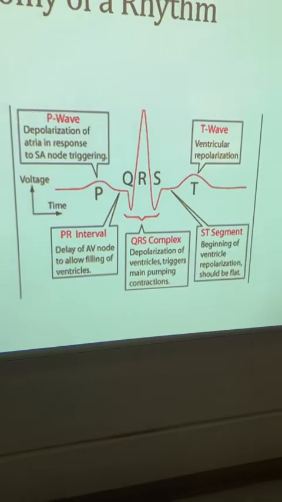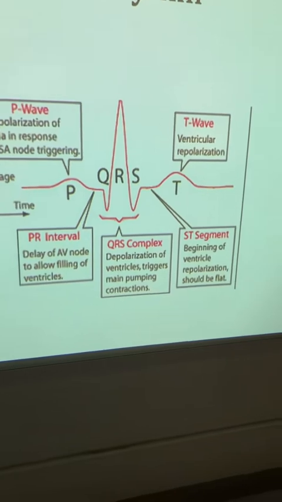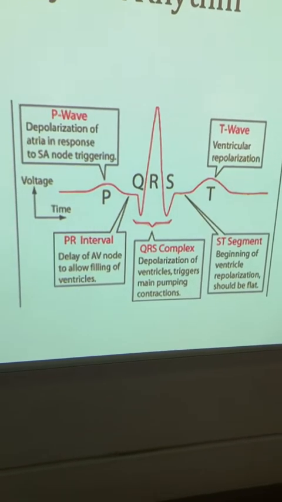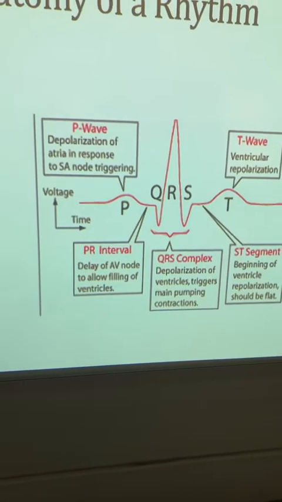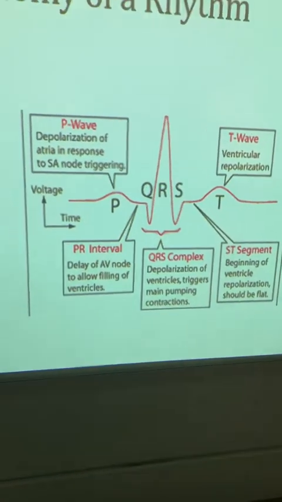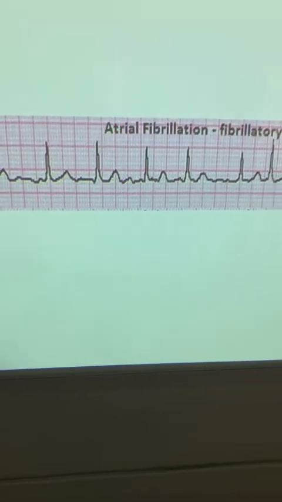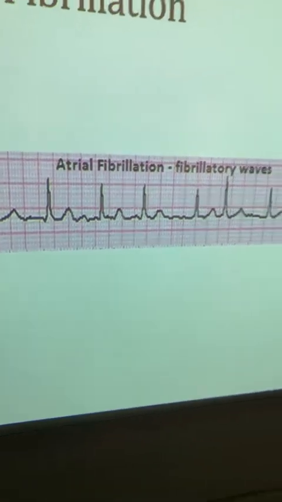Let's start by reminding you that a P wave corresponds to the atrium, a QRS corresponds to the ventricles, and the T wave is that recharge. If you're going to see something going on, you're typically going to see a problem either in the P wave zone or the QRS zone. So what if you don't have a P wave? If there's no P wave, you're going to have something called atrial fibrillation.